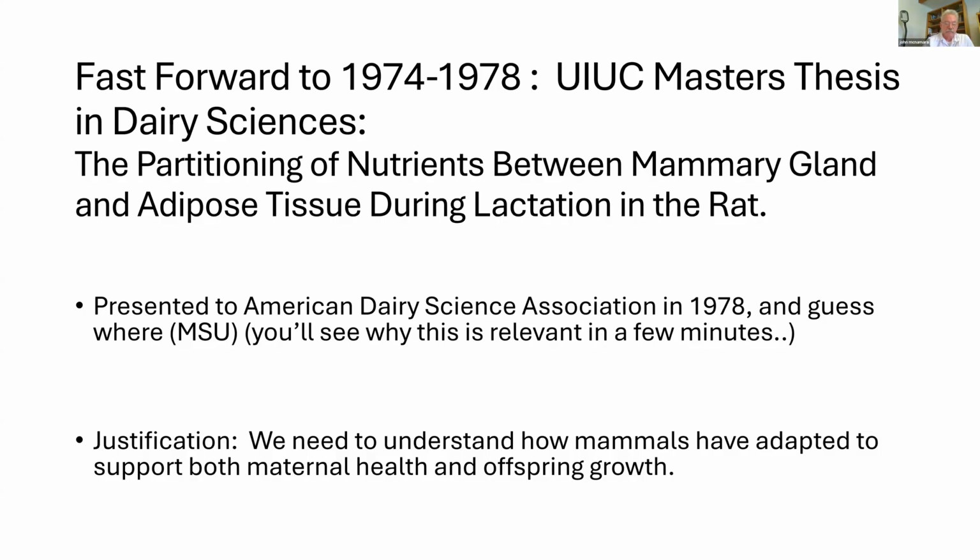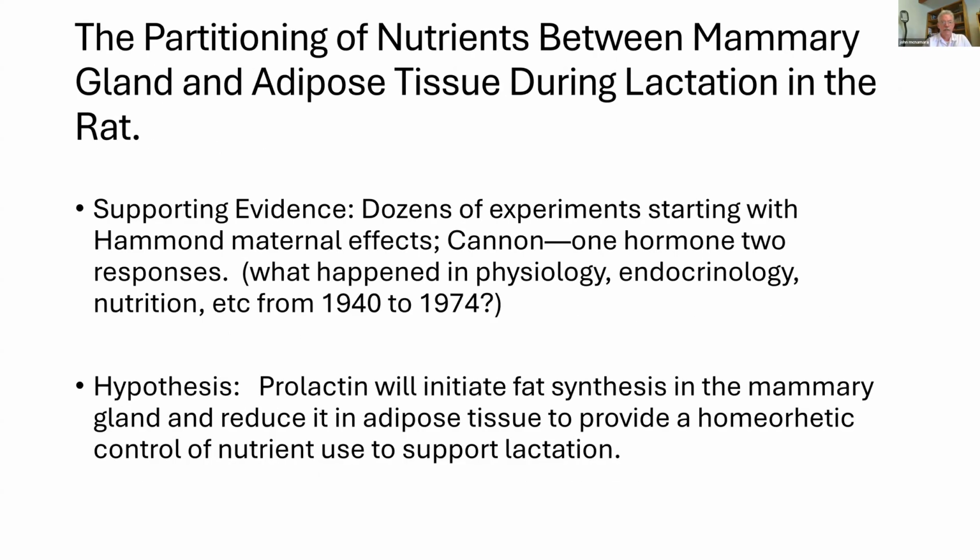And so I gave that presentation as a master's student at Michigan State in 1978. How do mammals adapt to both maternal health and offspring growth? So, in an experiment, you have to have a justification for doing it. So our justification was Hammond, maternal effects on tissue control, and Cannon, 1 hormone, 2 responses.